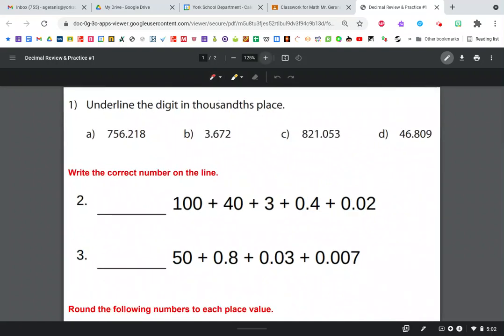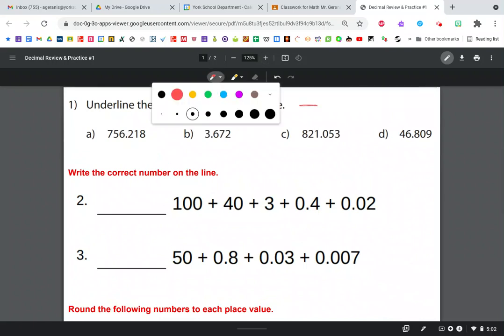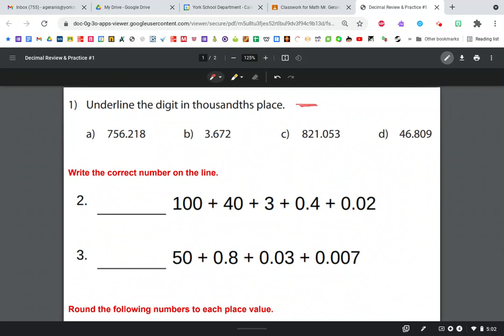Now, if you recall, the ones place is always here. Let me get a bigger pen. It's always here, just to the left of the decimal. And then we have the tenths place, and then we have the hundredths place, and then we have the thousandths place. So we're looking for the place value that's 3 to the right of the decimal.